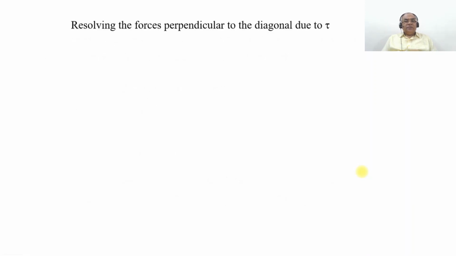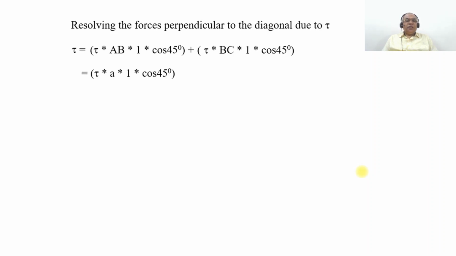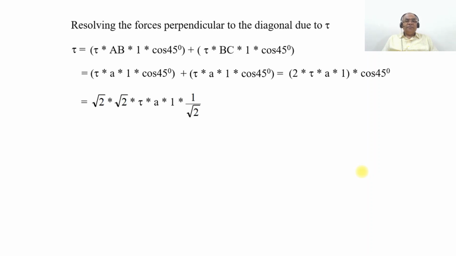Here, resolving the forces perpendicular to the diagonal, due to tau will be equal to tau into AB into 1 into cos 45, plus tau into BC into 1 into cos 45. So tau into AB is A into 1 into cos 45, plus tau into A into 1 into cos 45. That is equal to 2 into tau into A into 1 into cos 45.